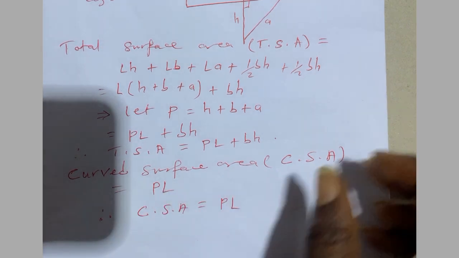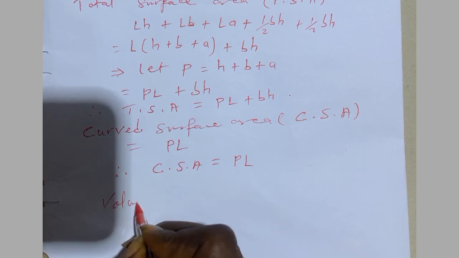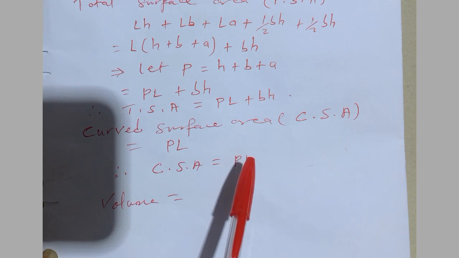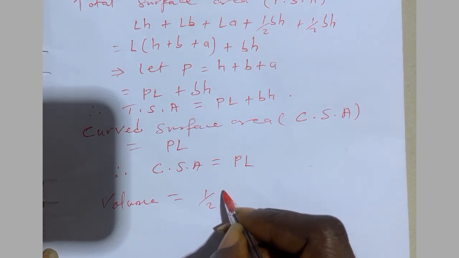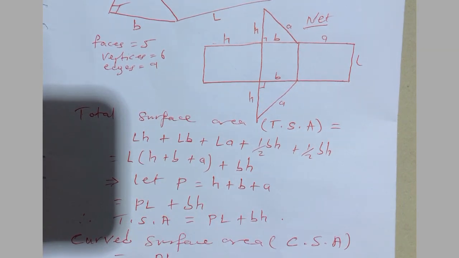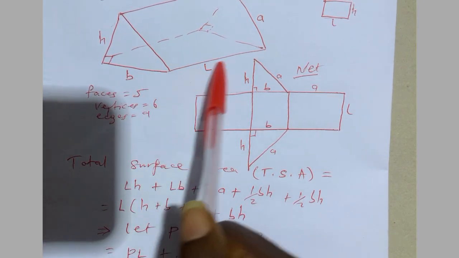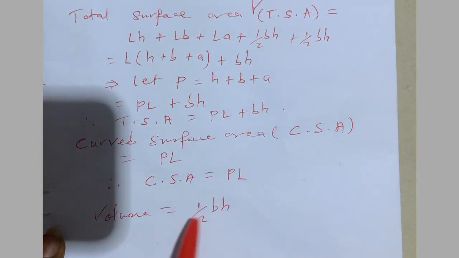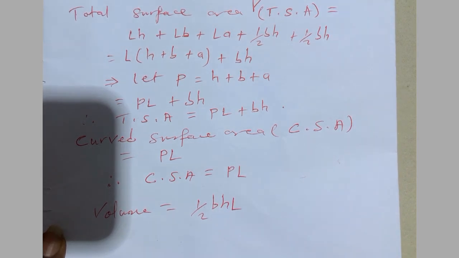Now, the last thing I want to talk about is the volume of the triangular prism. And the formula for the volume of the triangular prism is going to be half, the area of a triangle is half base times height, right? But since we're talking about the volume, we need to multiply this by the length. And you find half base times height of the triangle times the length to obtain the volume. So the volume is going to be half base times height times length.